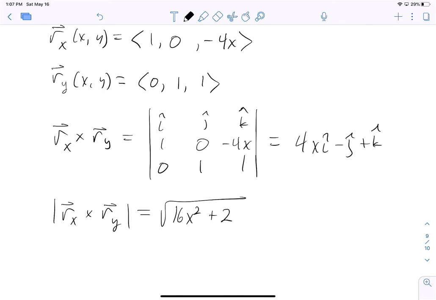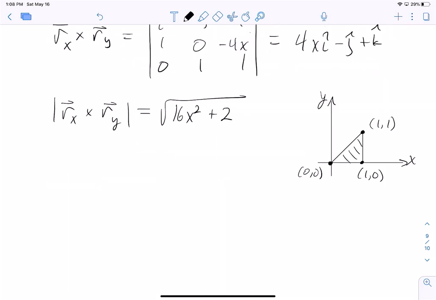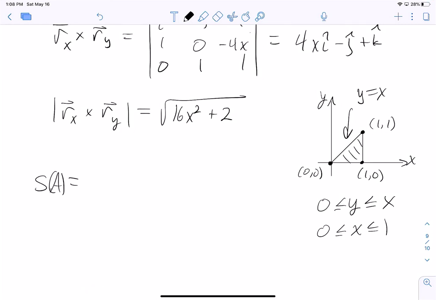Now we need to deal with our region D. The region D has vertices (0, 0), (1, 0), and (1, 1). And so we can see that the line that connects (0, 0) to (1, 1) is the line y equals x. And so y is going to go from 0 to x, and x is going to go from 0 to 1. Our surface area integral then becomes the integral from 0 to 1 of the integral from 0 to x of the square root of 16x squared plus 2 dy dx.